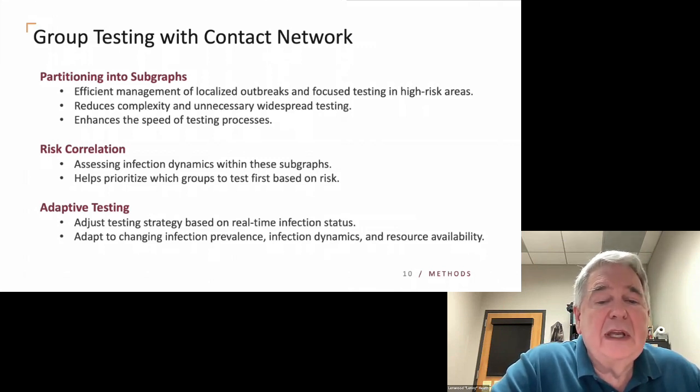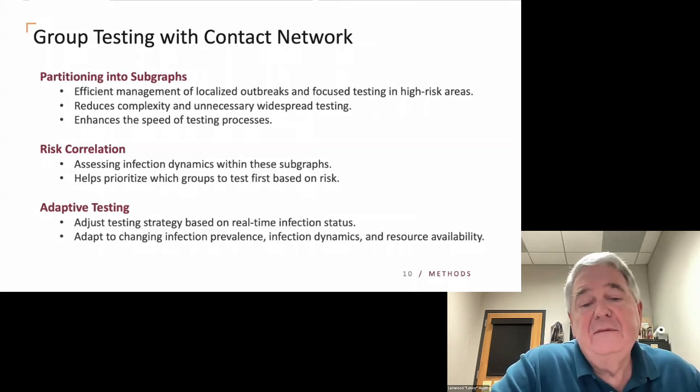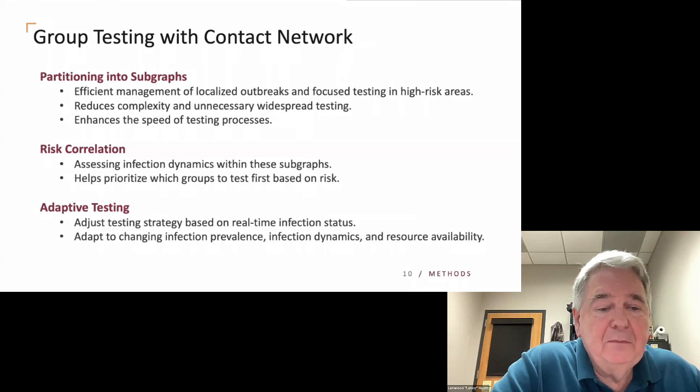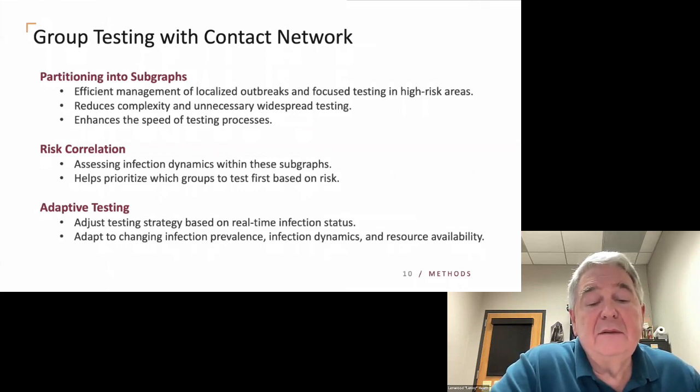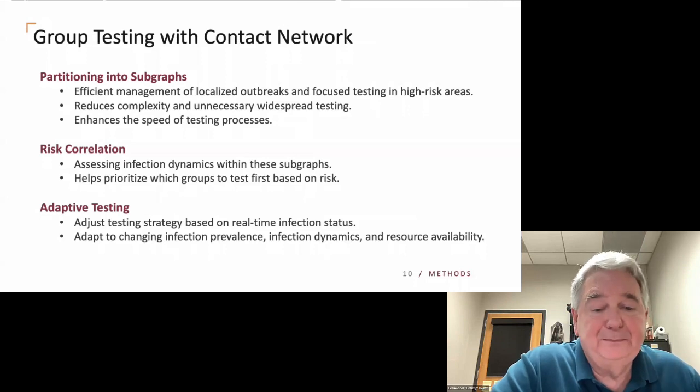We will also look at the neighbors of tested groups to determine whether there's a big risk of them being infected in the next round. So we'll do risk correlation based on what has been found to be infected in the past and what might be infected in the future. We use an adaptive strategy over time, depending on the level of infection prevalence, the infection dynamics, and how much testing resource we have available.